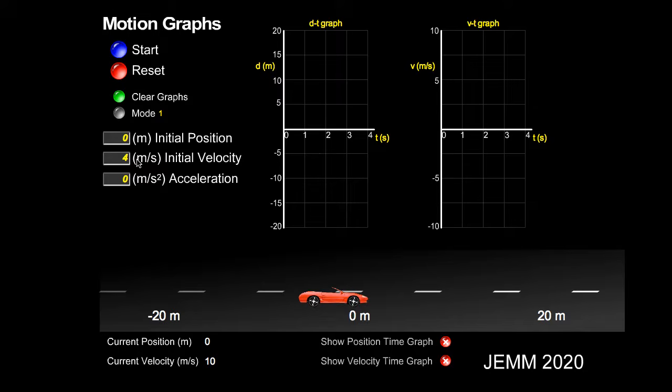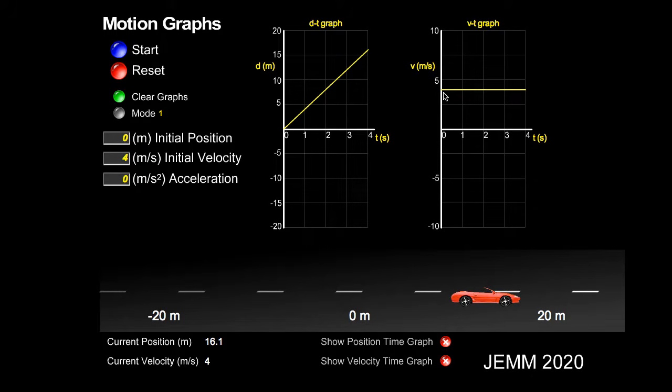Initially, I'm going to give the car a velocity of 4 meters per second. Let's see what that looks like. And so notice on our position time graph, it's a straight line. And the slope of that line is actually 4 meters per second. For a position time graph, the slope is the velocity.